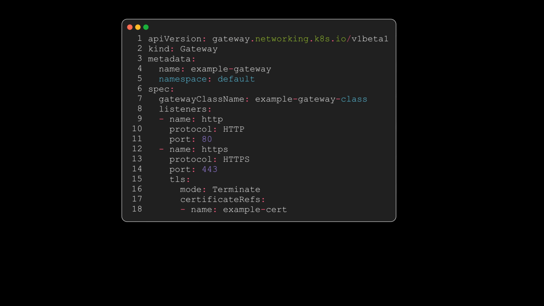Next, here's a gateway example. This is a namespaced resource that represents a load balancer operating at the network edge. It receives traffic from outside the cluster and forwards it to Kubernetes services.